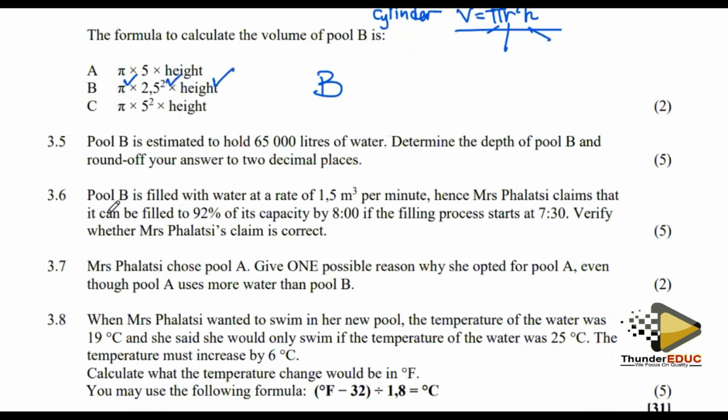3.5. Hole B is estimated to hold 65,000 liters of water. Determine the depth of hole B and round off your answer to 2 decimal places. How many marks? 5. Hole B, we've already seen the formula is this one here. And inside here, they want us to determine the depth. Depth will be representing height.